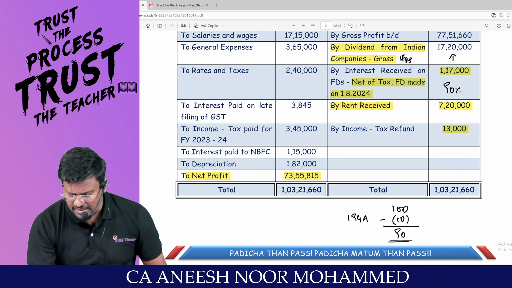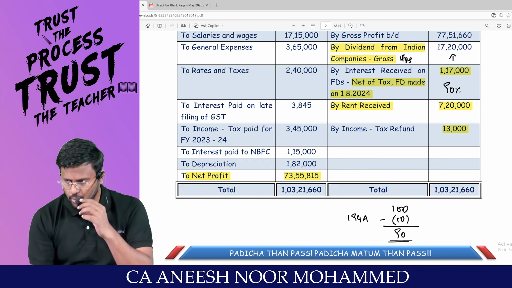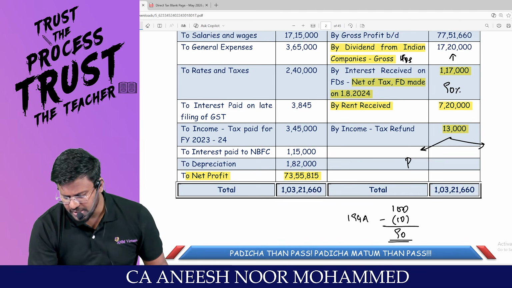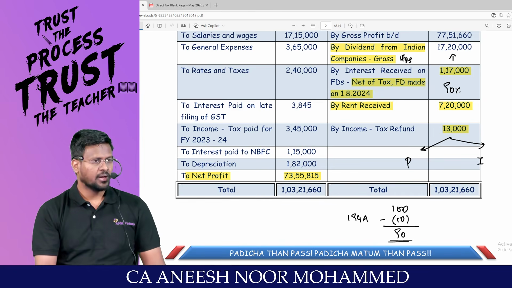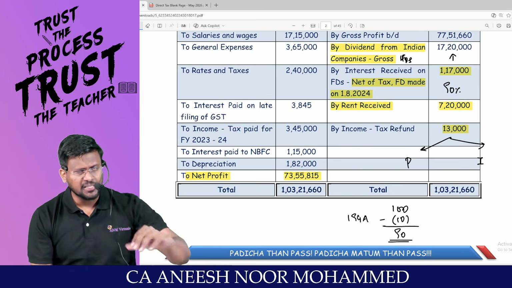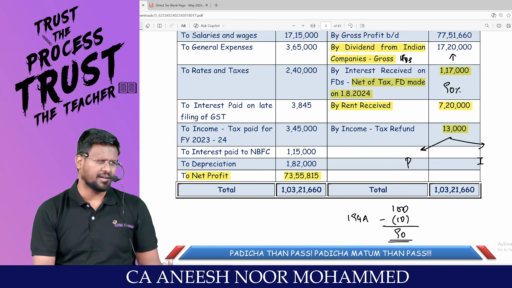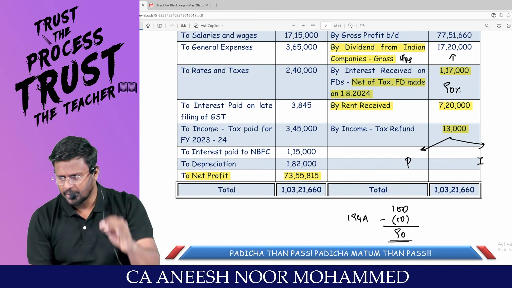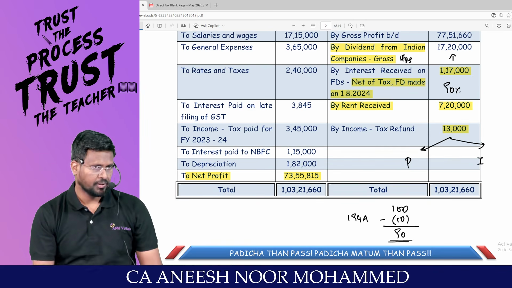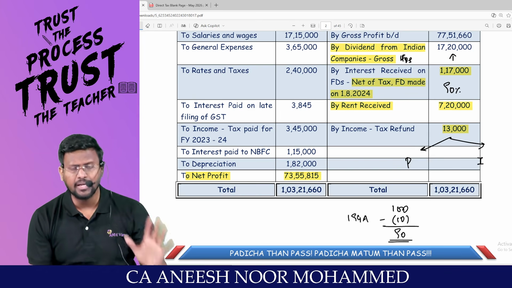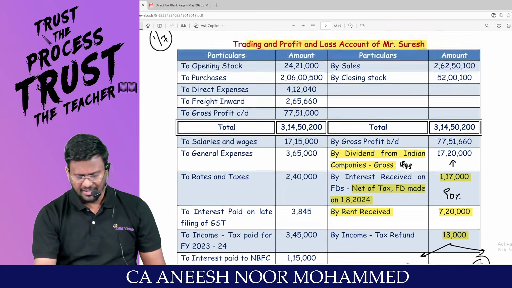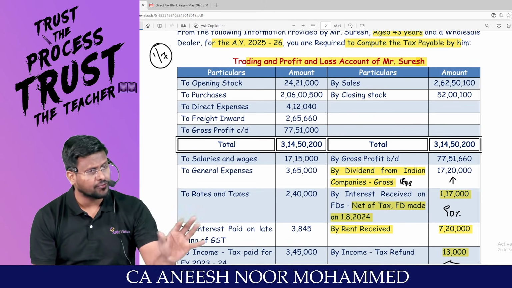By income tax refund, 13,000. My dear lovable students, there are 2 components in an income tax refund. One is principal and the other is interest. Sir, principal means it's a reimbursement. I have paid some extra tax, and the government is giving it back. For that, there is no need to pay tax again. Whereas, my dear lovable students, interest means income on income. That is the first time I am getting that income. That income should be taxable under the head IFOS. That's how I have scrutinized the credit side of the P&L account.